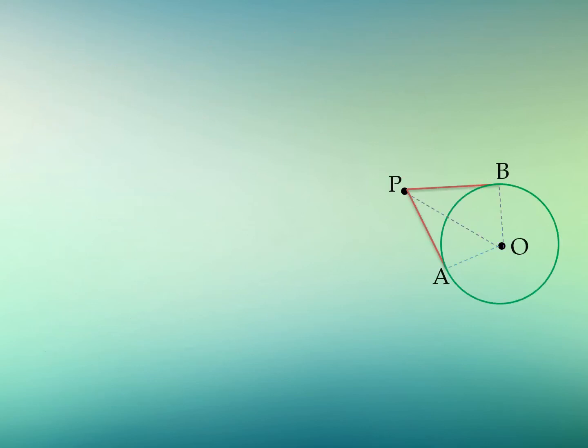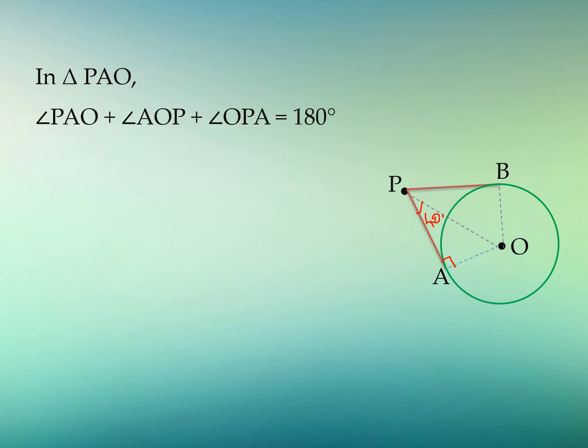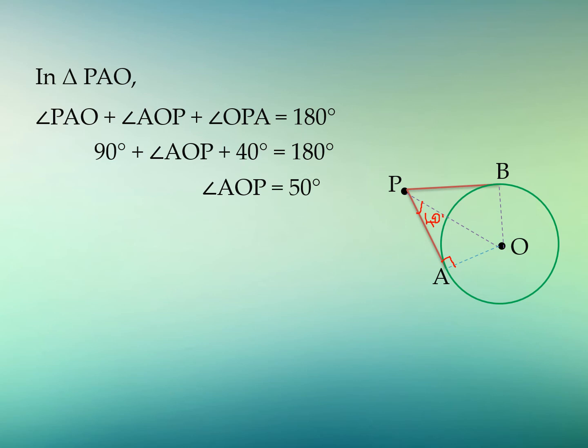Here is the diagram for us. Let me rewrite the angles for reference here. We had angle OPA as 40 degrees, and this angle we know is 90 degrees. So in this triangle PAO, two angles are known to you. You just have to find the missing angle, which can be found using the angle sum property of a triangle. So in triangle PAO, angle PAO plus angle AOP plus angle OPA is equal to 180 degrees. When you substitute the known values, you can check it out. Angle AOP will be equal to 50 degrees.